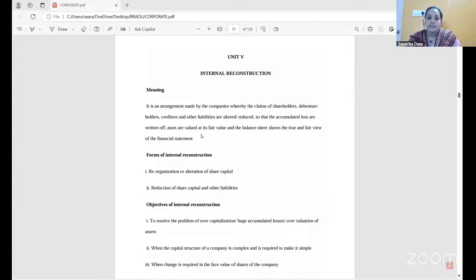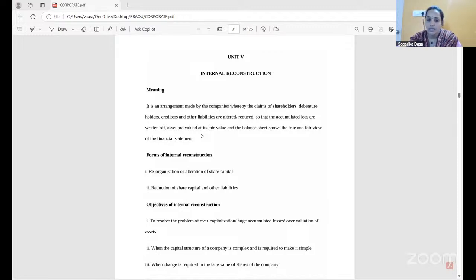It is basically the shareholders, that is the equity shareholders and the preference shareholders, debenture holders, creditors, and other liabilities, whose amounts will be altered, will be changed. It will usually be reduced. When we say altered, there is no increment as such, it is reduction only. It is reduced in order to meet the accumulated losses or written off assets valued at fair value. So if any changes occur on the asset side of the balance sheet, the same changes must be made on the liability side. Now, on the liability side, how will the changes be made with the help of this reconstruction.